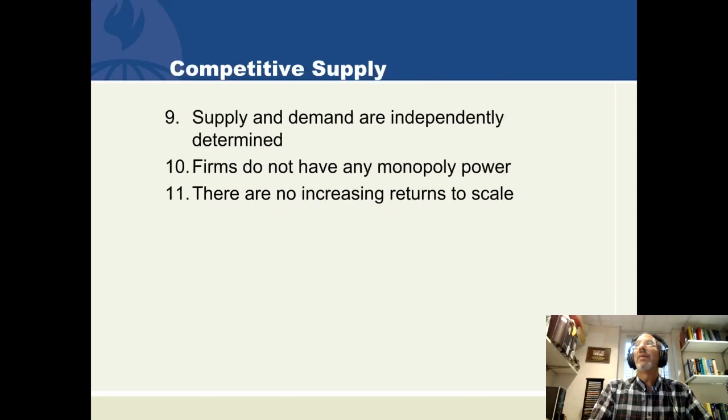And finally, there are market failures that affect competitive supply. The assumption that supply and demand are independently determined will be violated when we see doctors and hospitals supplying services and telling patients that they need to take those services or die. That amount of power creates this co-determination of supply and demand. We'll find firms that have monopoly power. We will find increasing returns to scale in the health economy.